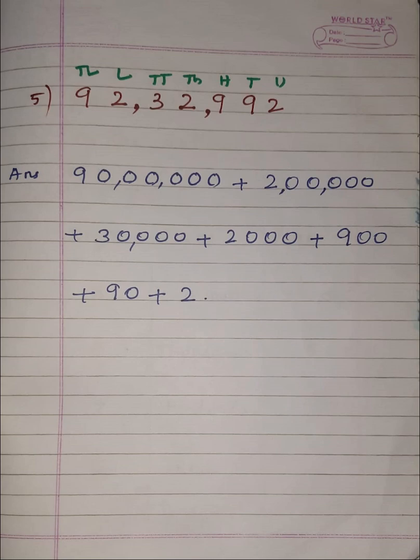Okay. Now the next digit is 3. Children, 3 is in which place? It is in the 10,000s place. So this 3 is in 10,000s place. That means its place value is 30,000. Okay. Now next is 2. 2 is in which place? It is in the thousands place. So its place value is 2000.